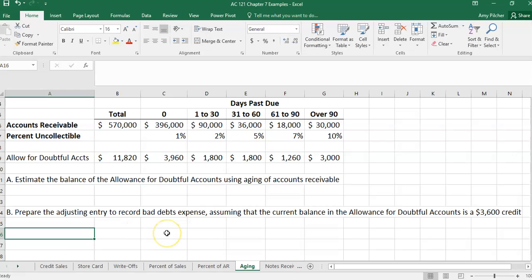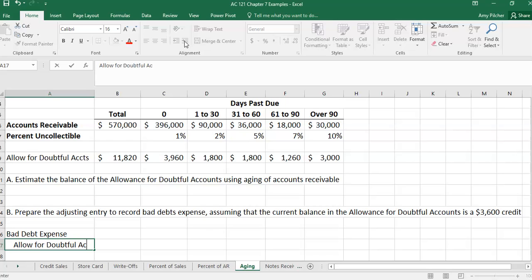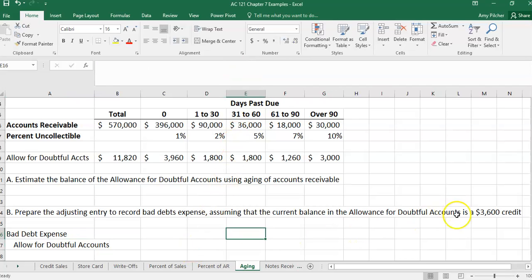So we need the adjusting entry to record our bad debt expense and a credit to allowance for doubtful accounts, assuming that we already have a $3,600 credit balance in allowance for doubtful accounts. So we need that credit balance to be $11,820. So we need to record a credit of $8,220 to our allowance for doubtful accounts to get that ending balance to be $11,820.